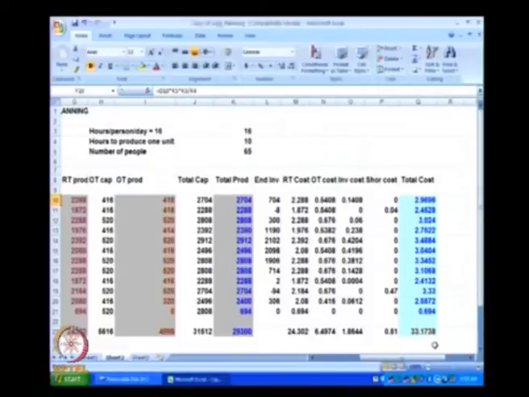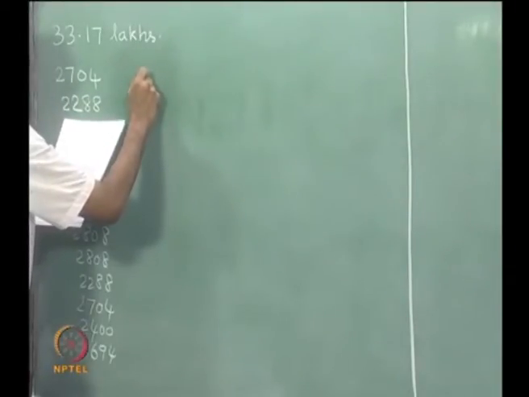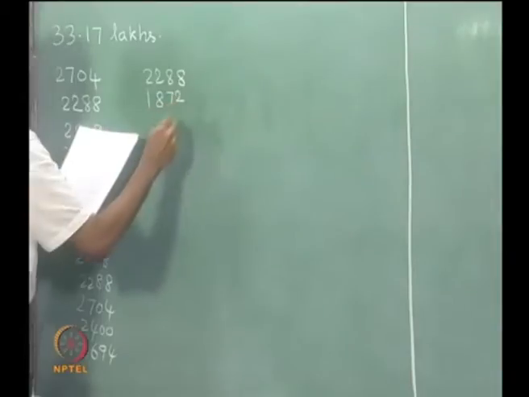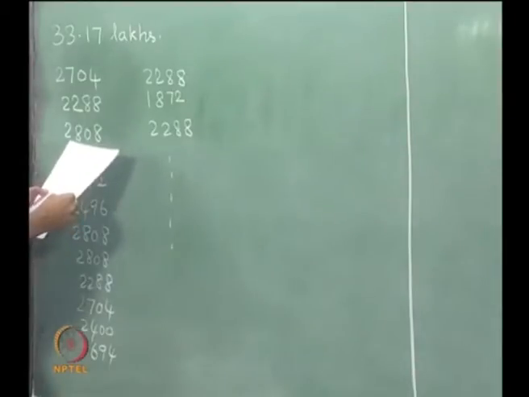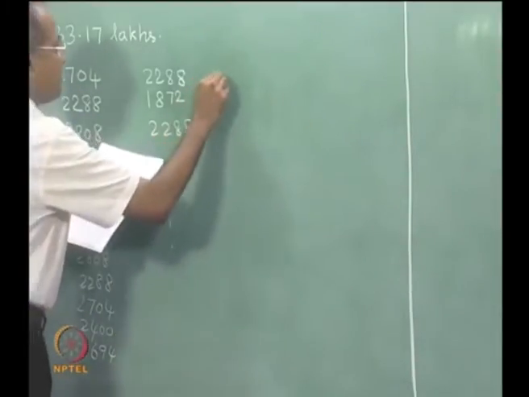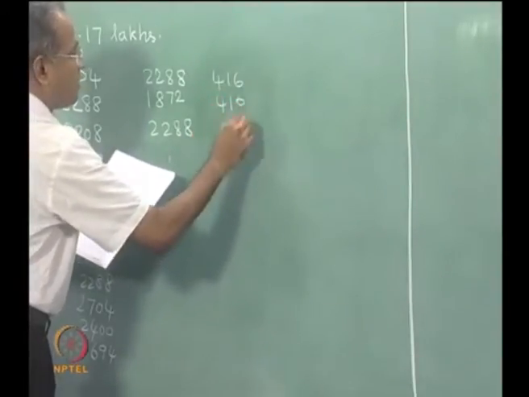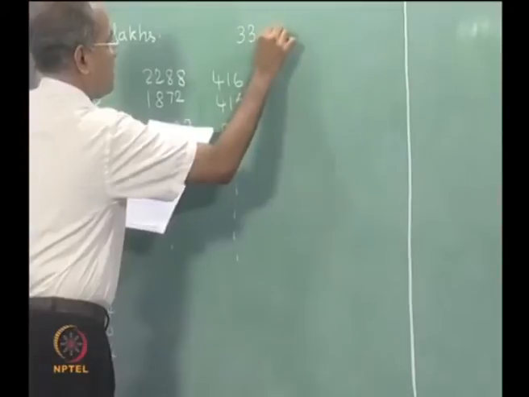Now the total cost is 33.1738 lakhs. Now if we solve the optimization problem for this, the optimum solution is R1 is 2288, R2 is 1872, R3 is 2288 and so on. Now the overtime values are 416, 416, 520 and so on, and the total cost is 33.01 lakhs.